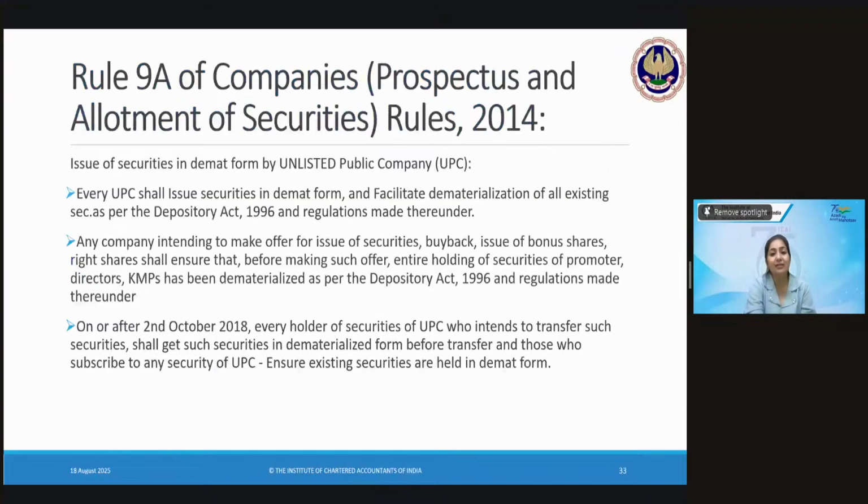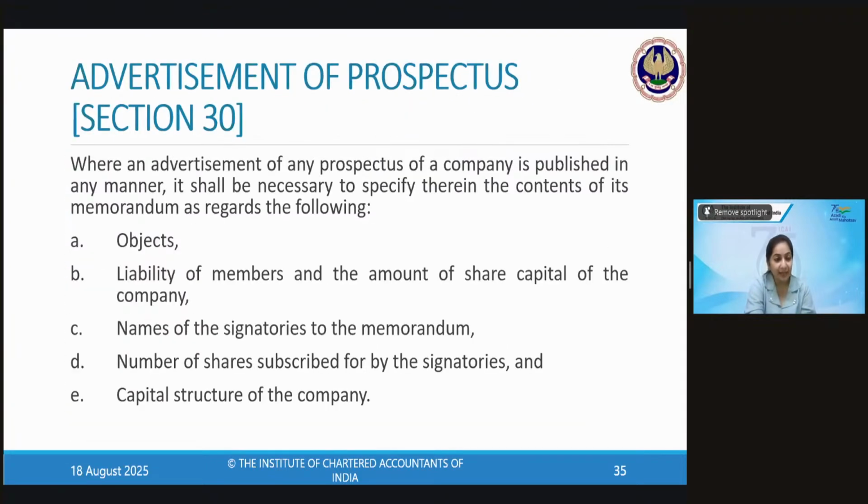Then we did, children, section number 30, in which I told you if any advertisement is being issued, then the memorandum shall contain 5 things. How have we learned it? OLNNC. So OLNNC, O is object, L is liability, and double N is for names of secretaries and number of shares, and C is for the capital structure of the company. All these things shall be included.